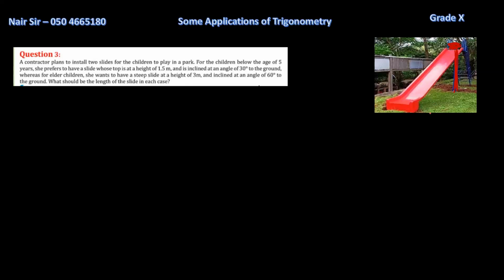And it is inclined at an angle of 30 degrees to the ground. Now look at this, kids. This is how the drawing would be. This angle is given as 30 degrees, and this height is given as 1.5 meters.